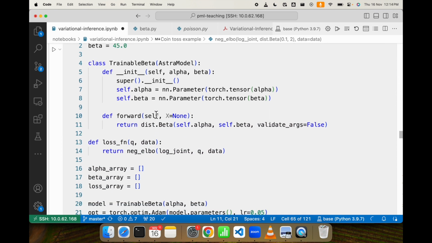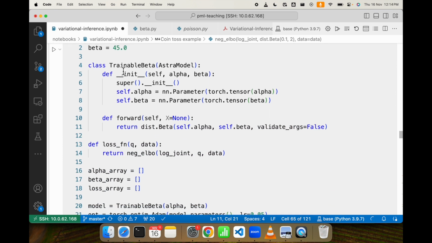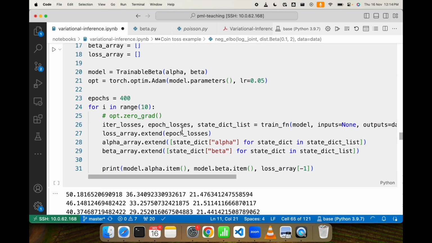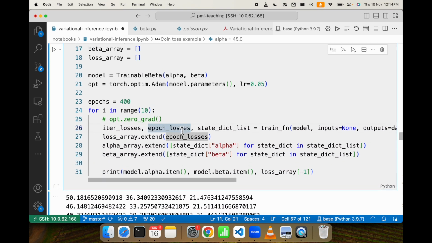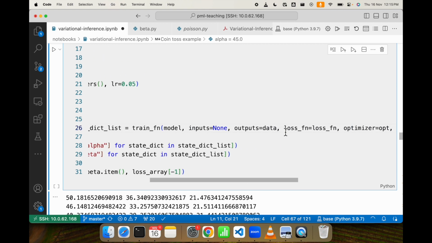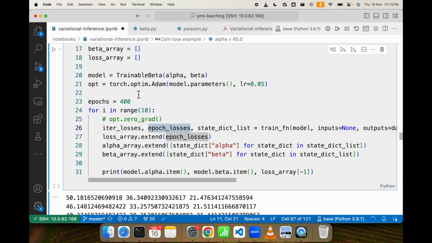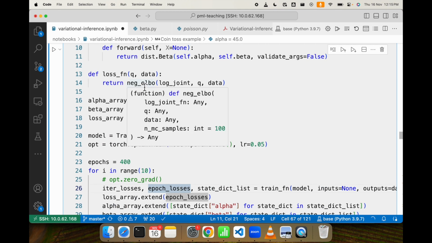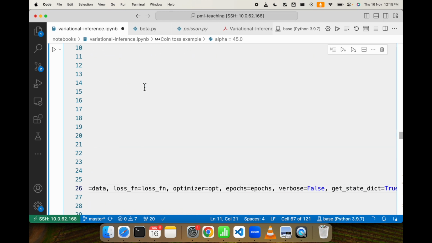We have created another trainable model class, which is basically a wrapper around the beta distribution. This is again just to make it easier to reuse the train function which we had earlier. So in this case, we are giving the loss function as the negative ELBO loss, right? Which does not need the full posterior, does not need the P of D term.